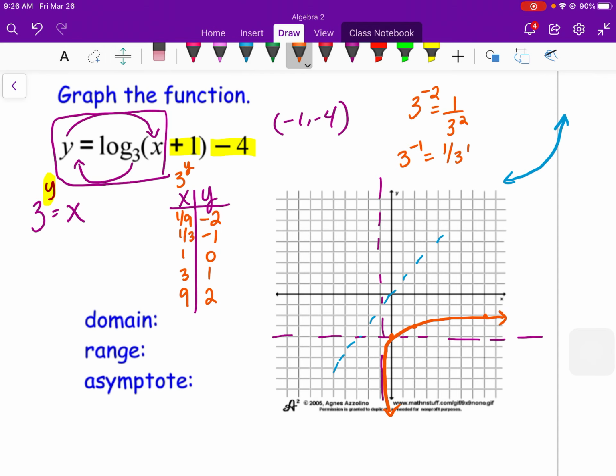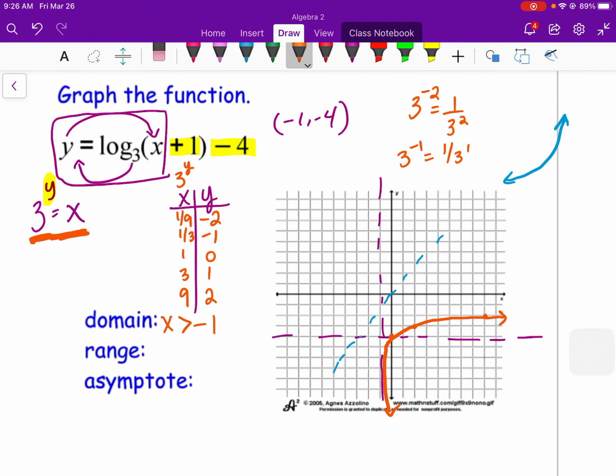In a log function, our domain is restricted, and our domains are restricted here because you wouldn't take anything 3 to what power equals x. You're going to get nothing less than -1. So all your domain is going to be x is greater than -1.